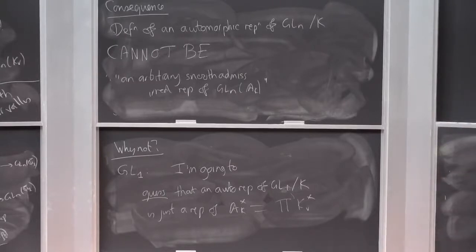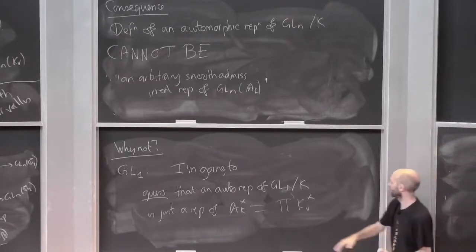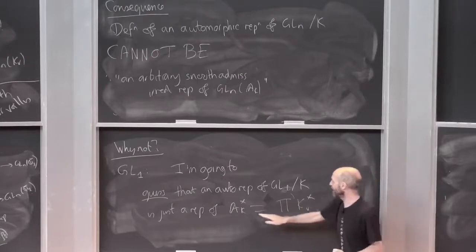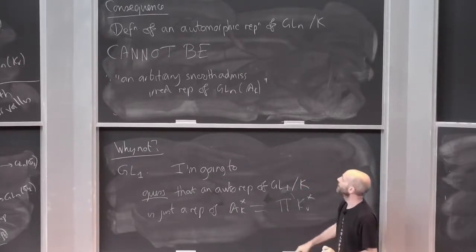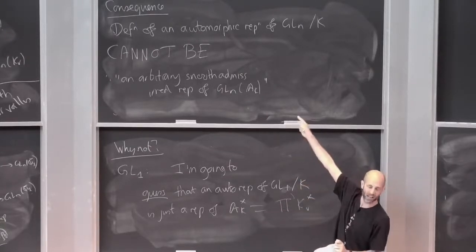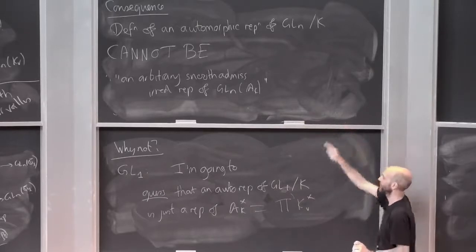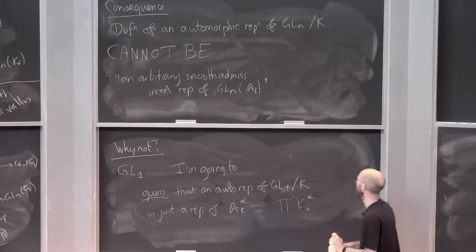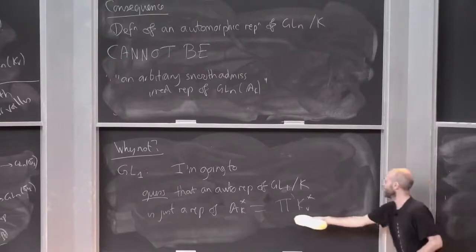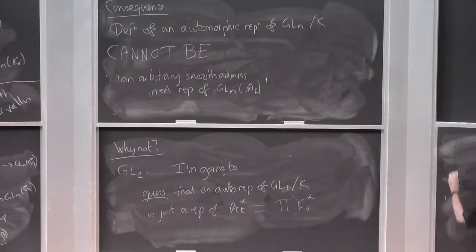And how am I going to do that? Well, A_K star is this product of K_v stars. So to write down a random representation of A_K star, I just need to write down random representations of K_v star. Let's do K as Q. I need a representation of Q_2 star. Well, that shouldn't be too difficult. I'll just send Z_2 star to the identity.